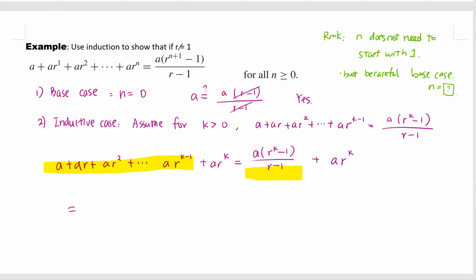Can you see a common factor? Well, a common factor is a, right? So let's factor out the a, and then what's left? We have r to the k minus 1 over r minus 1, and r to the k, right? So we can take the common denominator, and this is r to the k minus 1 plus r to the k times r minus 1.